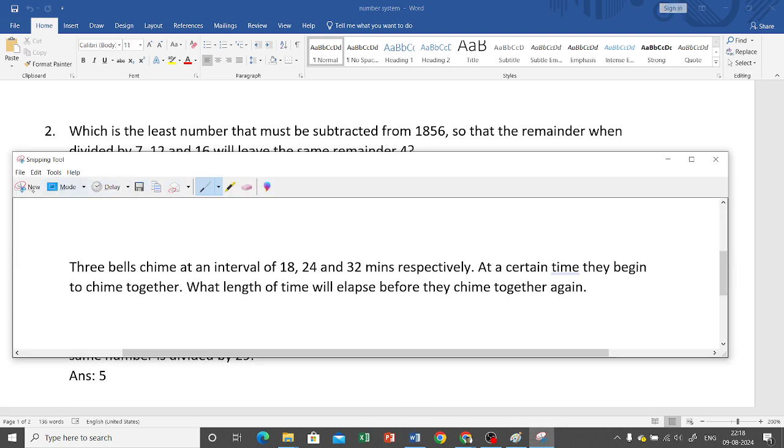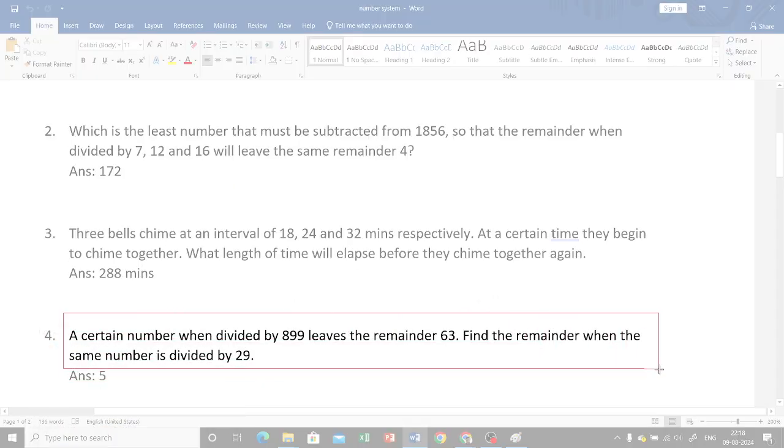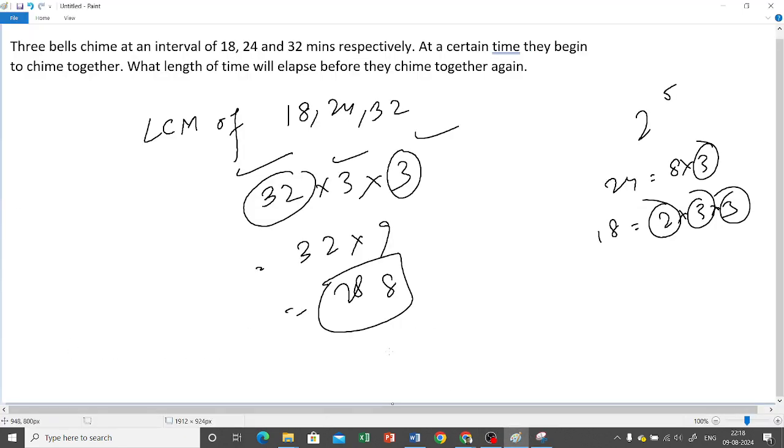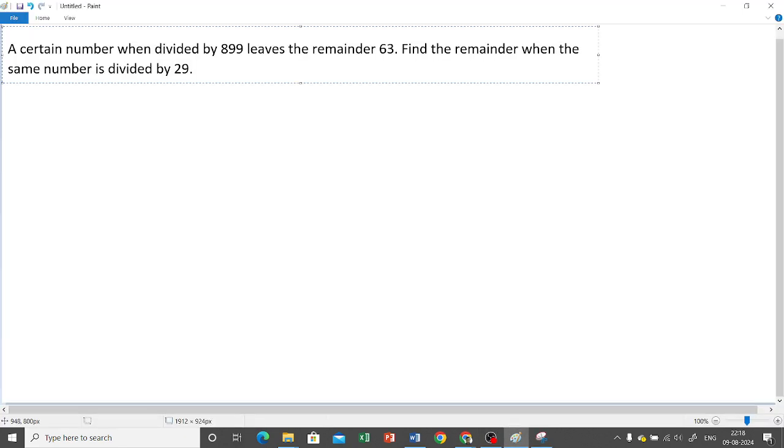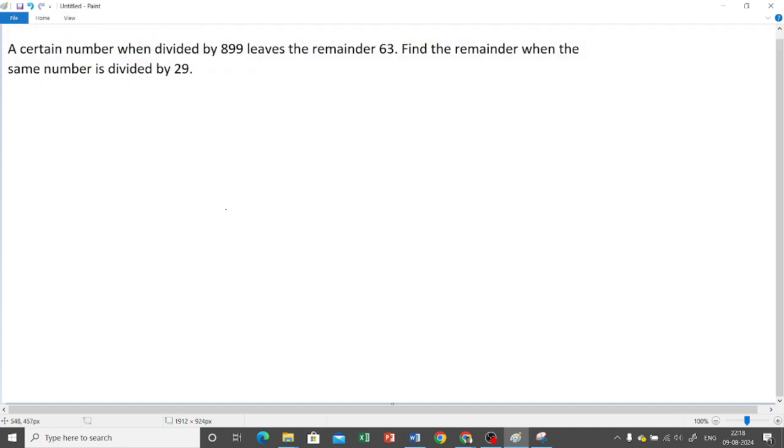Let's move on to the last one for today. Please try out this sum. A certain number when divided by 899 leaves a remainder 63. Fine. Right from this first statement we can understand something. What is the number? I can write it as 899 into n plus 63.